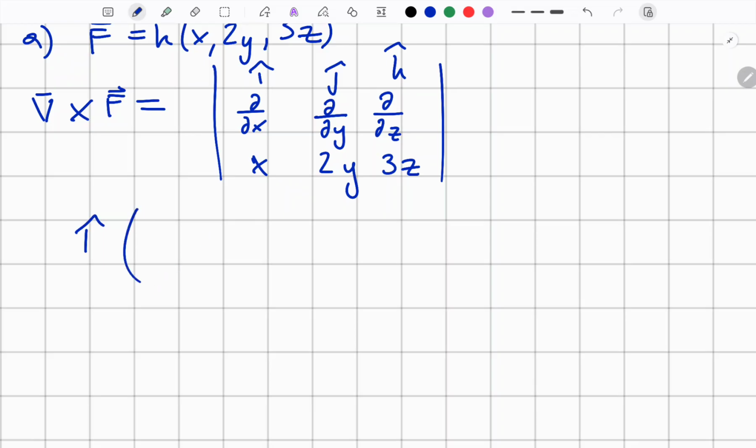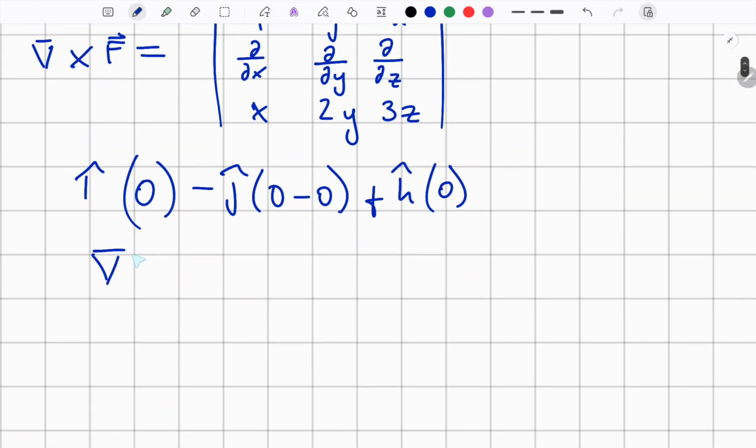So we're going to have i times the partial with respect to y, 0, minus partial with respect to z of 2y is also 0. So times 0, minus our j would flip the sign. With respect to x, that's 0. With respect to z, that's 0. And plus our k, that's going to be 0, and that's also going to be 0. So you can see that for our cross product, we get the 0 vector, which means that it is conservative.